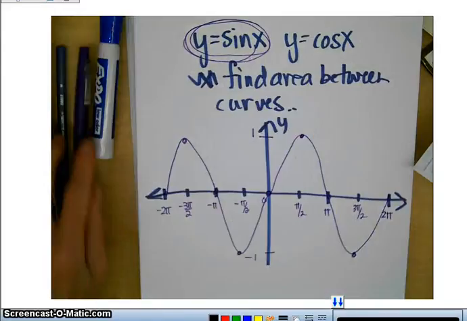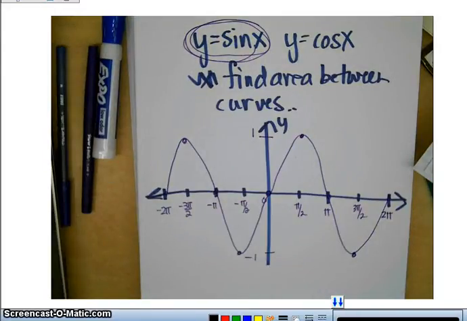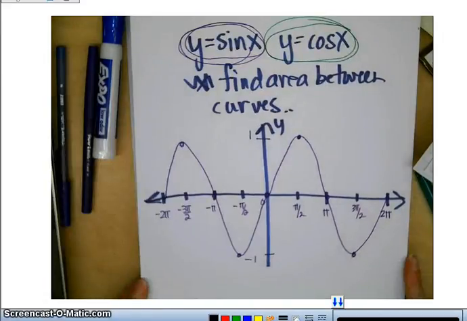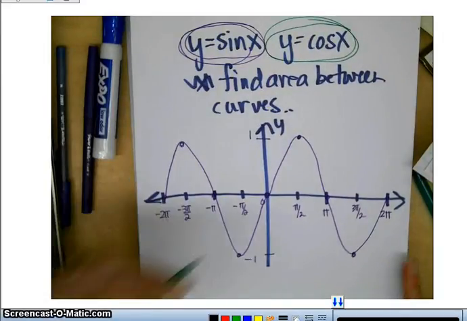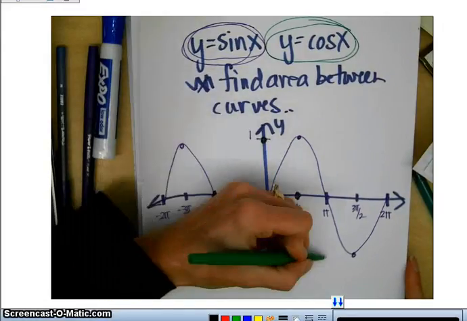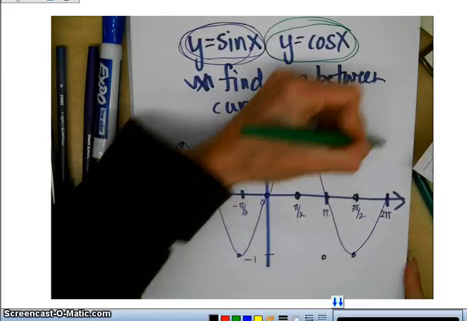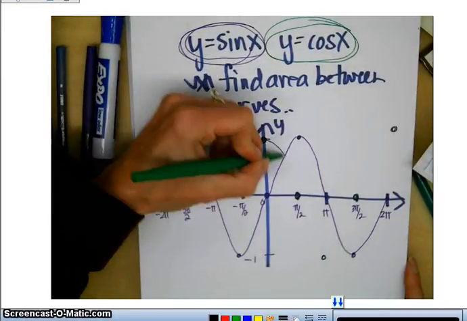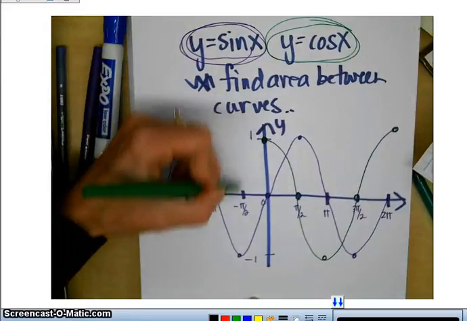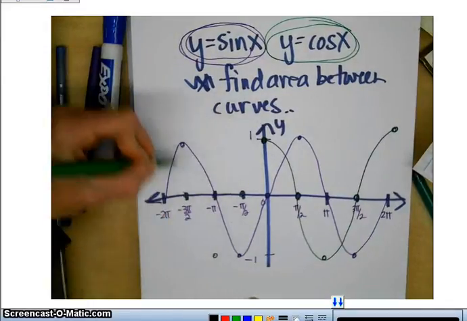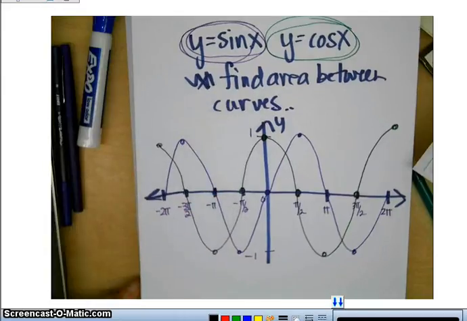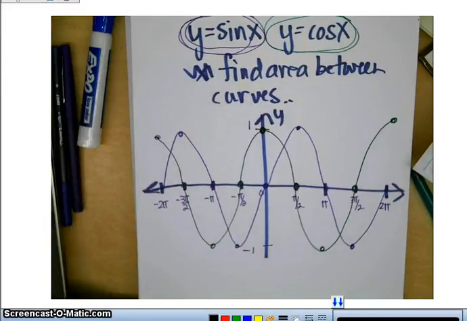All right, so now the cosine graph I'm going to do in green. The cosine graph is in green. And where does the cosine start? Cosine is 1, and then the cosine of pi over 2 is 0, negative 1, 0, 1. Here's what the cosine looks like. And then it goes... isn't that a pretty graph? So we're trying to find the area between those curves.